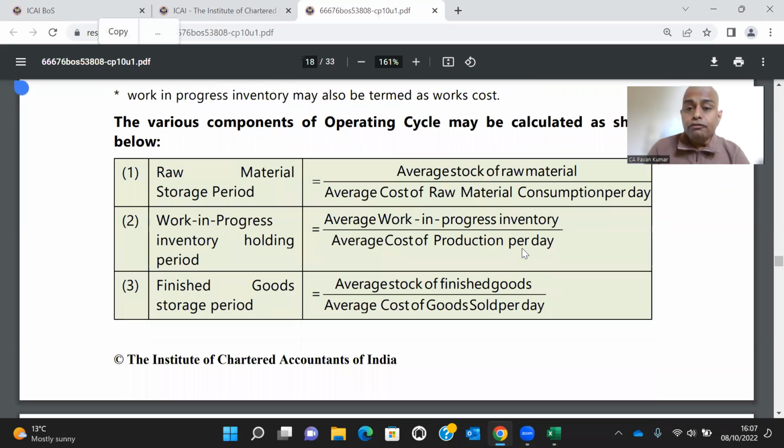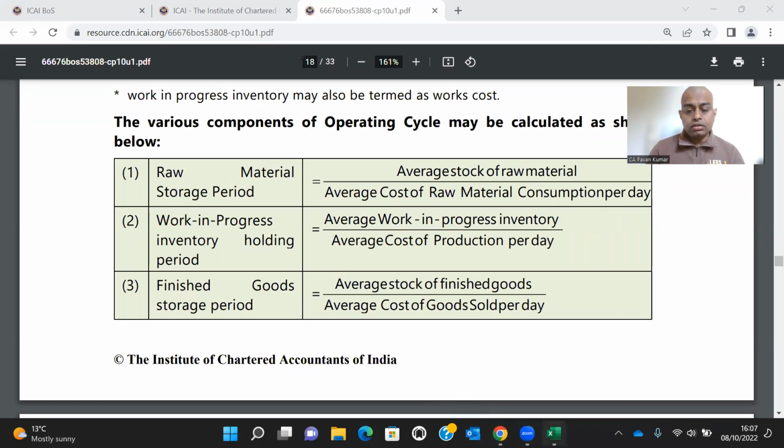So they have given you a formula to calculate. Raw material storage period is equal to average stock of raw material divided by average cost of material consumption per day. Is this the formula you have studied, or maybe your teacher might have told you a different formula? Same, very good.